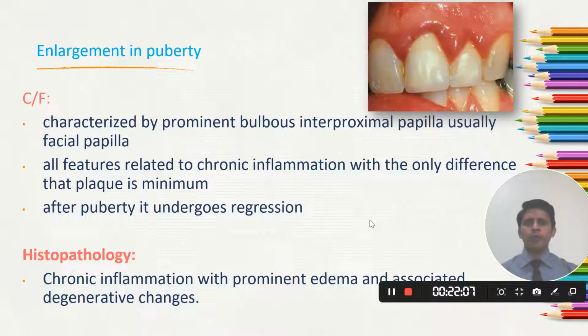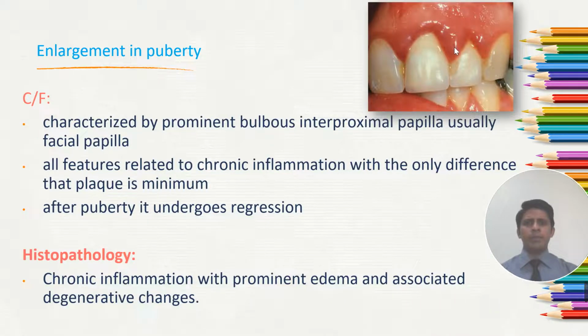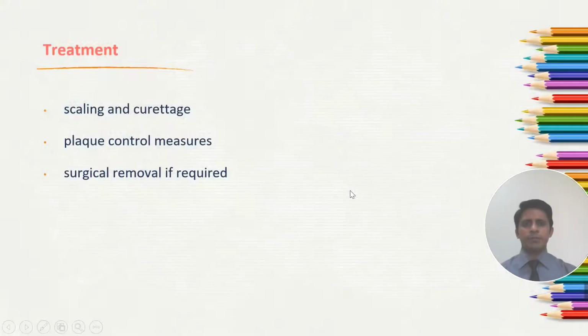Enlargement in puberty. The clinical features are that it is characterized by prominent bulbous interproximal papilla, usually facial papilla. All features are related to chronic inflammation, with the only difference that plaque is minimal, and after puberty it undergoes regression. It is also a hormonal condition. The histopathology shows chronic inflammation with prominent edema and associated degenerative changes. The treatment of such gingival enlargement is scaling and curettage, plaque control measures, and surgical removal if required.